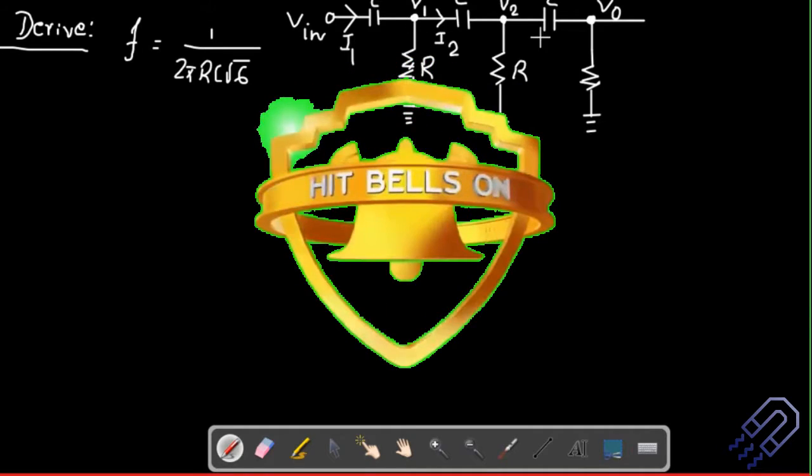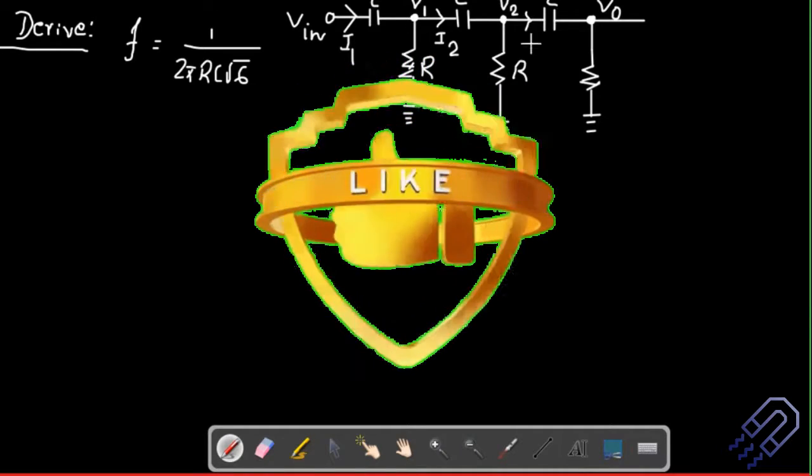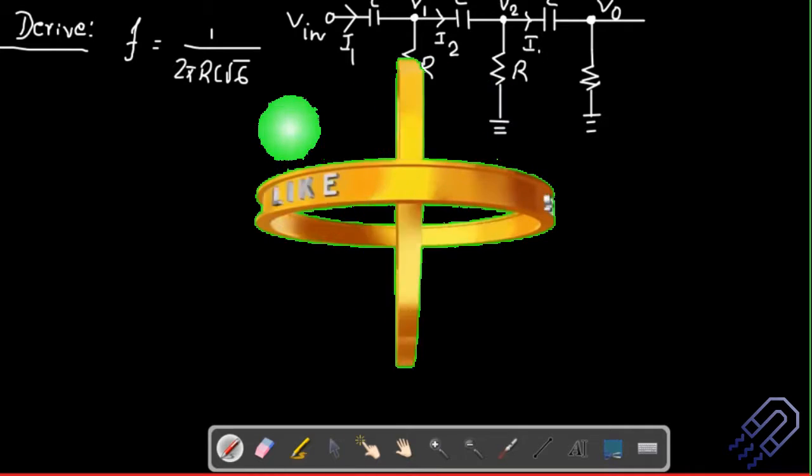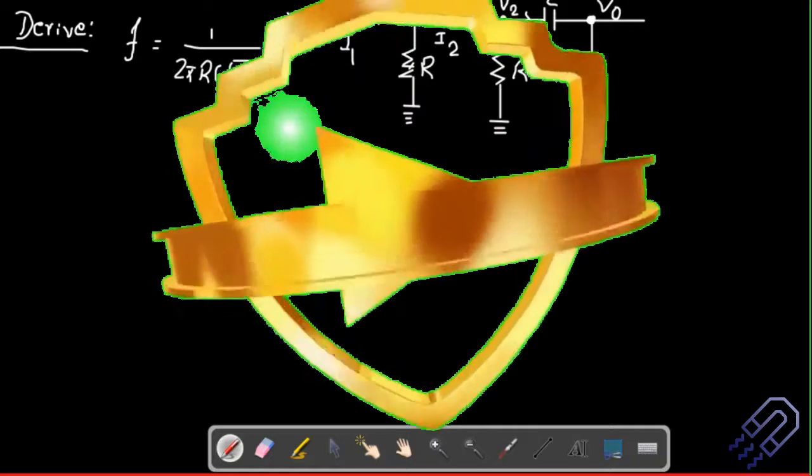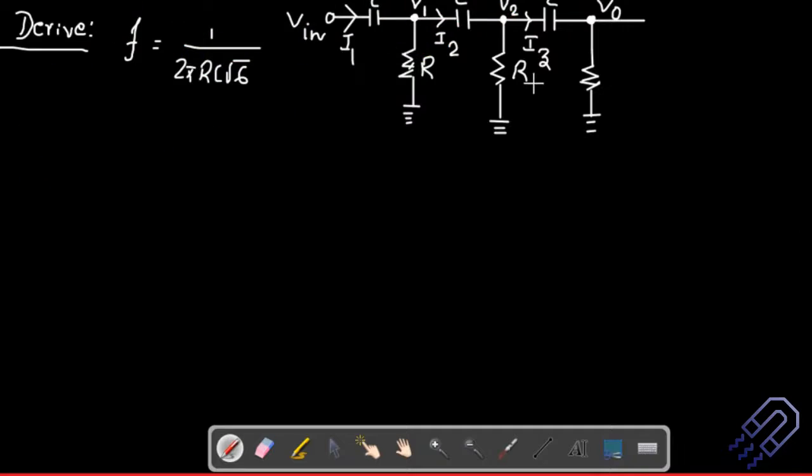If this is I1, this is I2. A different current will flow here, which is I3. So let's just try to remember these three. From this image we are going to derive this relation. This derivation is actually quite long, so let's see how much we can do today.